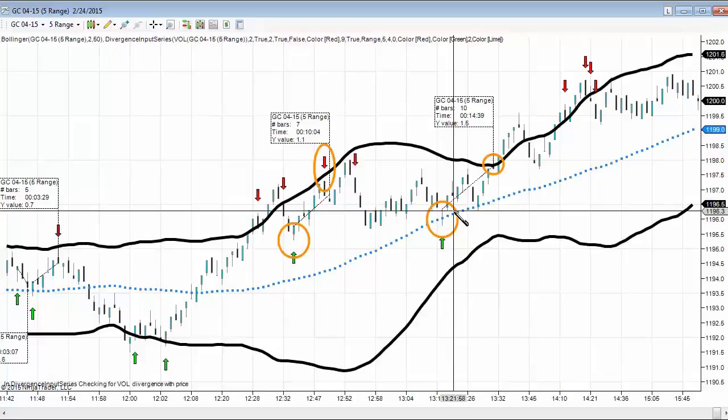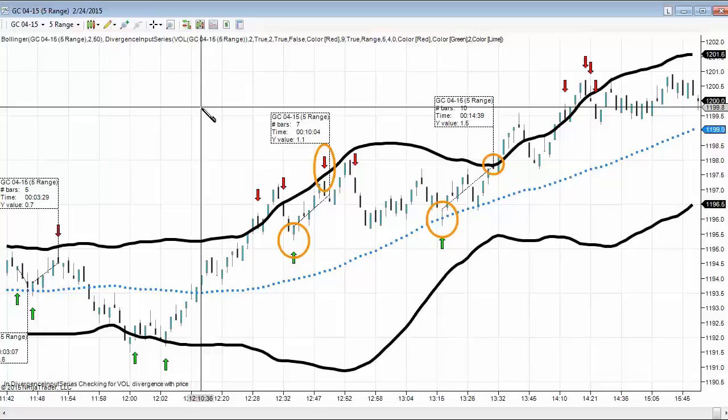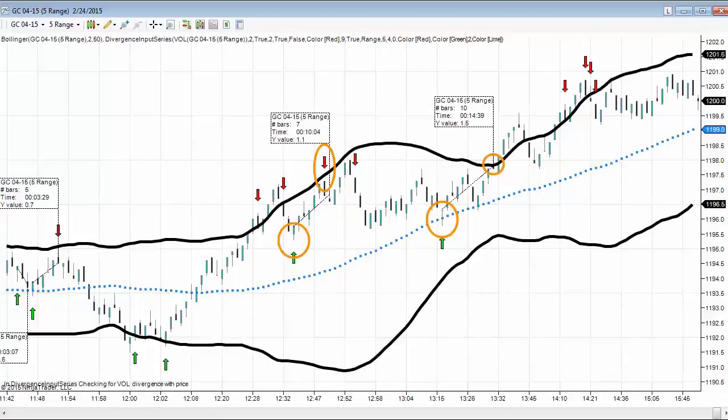So I'm going to save this template in the workspace. It'll say NinjaTrader Unplugged, Bollinger bands, Bollinger Diverge. How about that? Let me tell you what it's going to be. That'll be the name of the template that I'm going to save.